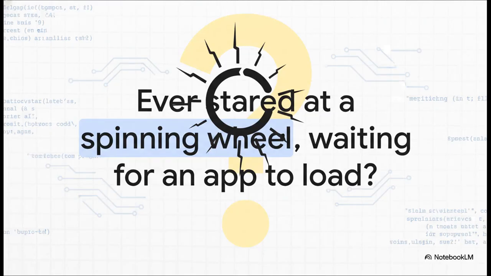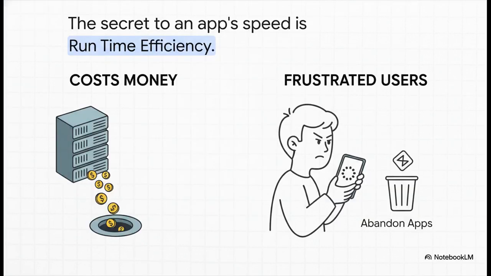You're just staring at that little spinning circle, that loading bar, that wheel of death, just waiting. Now, you might blame your Wi-Fi or your phone getting old, but a lot of the time, the real problem is hidden deep inside the code. And that secret is what we call runtime efficiency.